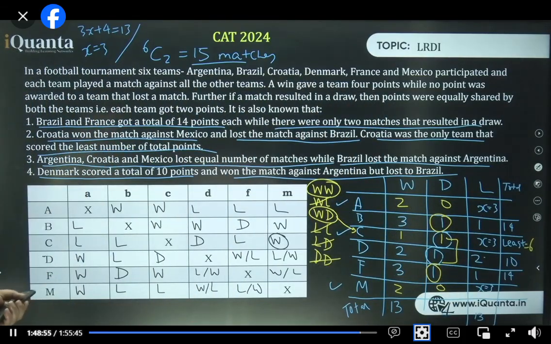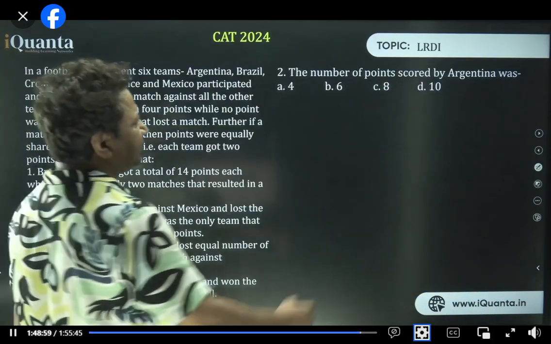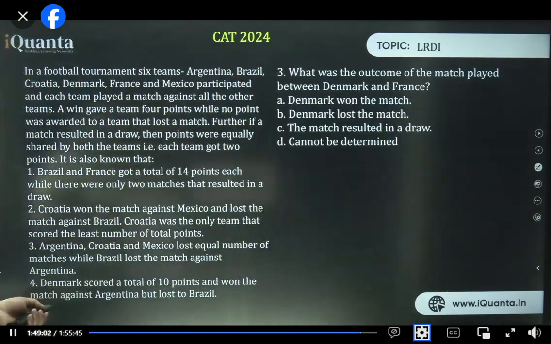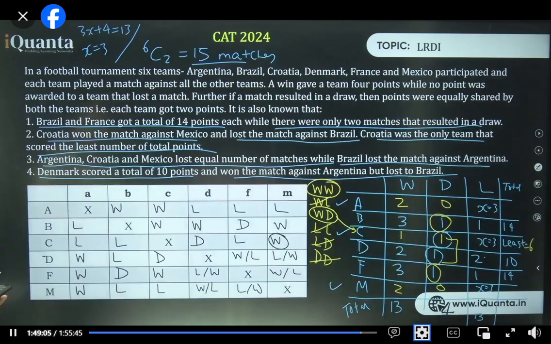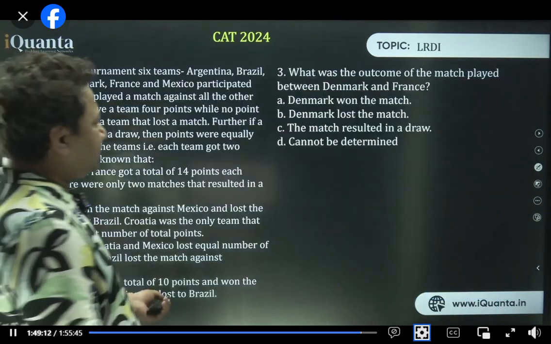Argentina, 2 wins, right? So it got how many points? 8 points? 2 fours are 8. Okay. Outcome of match played between Denmark and France. Denmark and France, kya hua tha? Denmark against France, we don't know. We don't really know. It was cannot be determined.